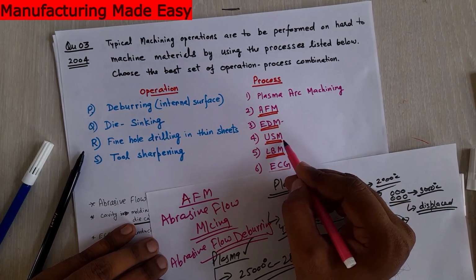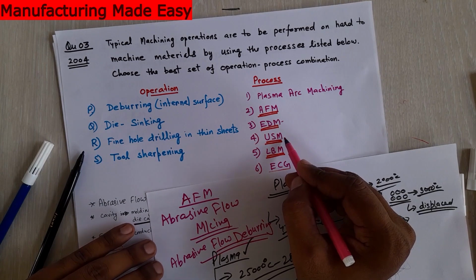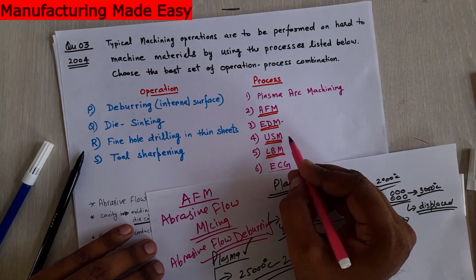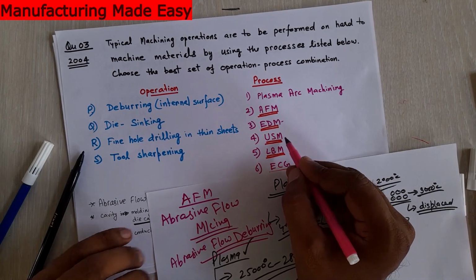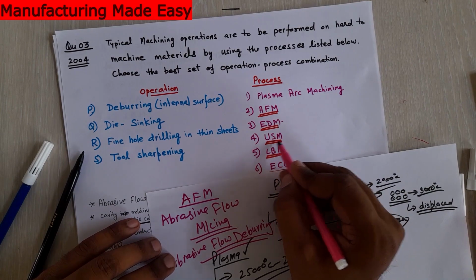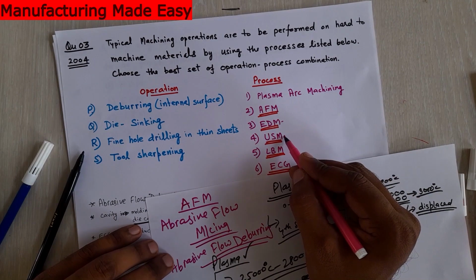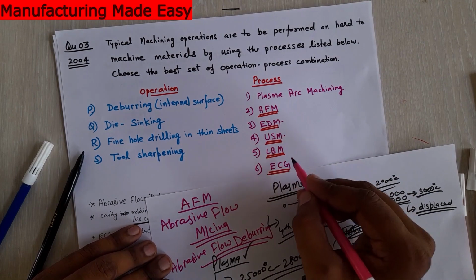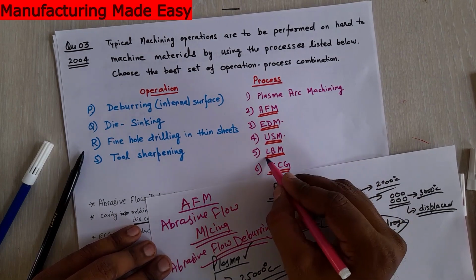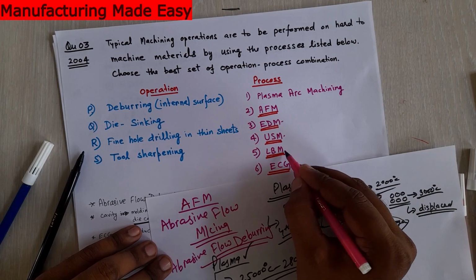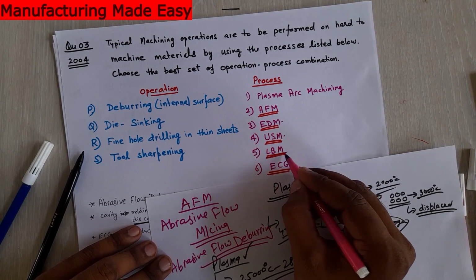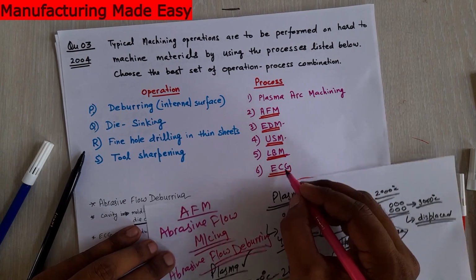Then ultrasonic machining. I have uploaded 2 or 3 lectures on ultrasonic machining with full explanation, so you can watch those lectures or videos. Then laser beam machining. This is simple. Laser is used to machine the object or workpiece. Then ECG.